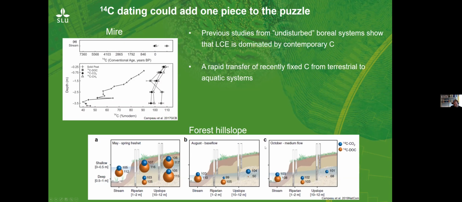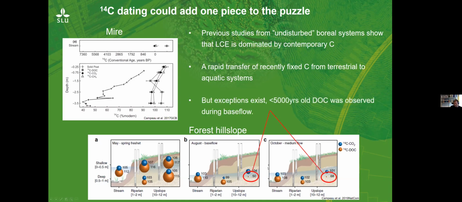And there are some general things here that might be good to catch up with. Firstly, the stream seems to reflect what we have in the soil in most cases. Again, it's mostly modern carbon everywhere, but there are a few exceptions here. In the base flow and the medium flow conditions, higher up in the hill slope in the mineral soil, we determined some very old DOC up to 5,000 years.